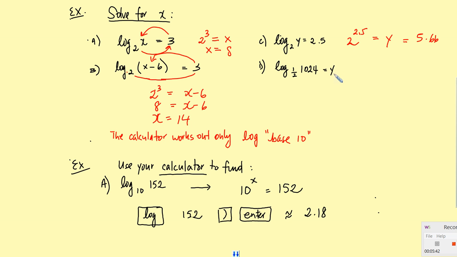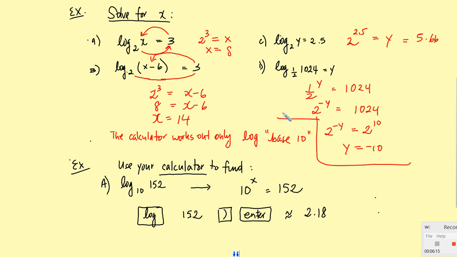And then the last one would be 1/2 raised to the power of y equals 1024. It's like saying 2 to the power of negative y is equal to 1024. And I believe that we would end up with 2 to the negative y equals 2 to the power of 10, so y would equal negative 10. So that's done. The last one is done as well.